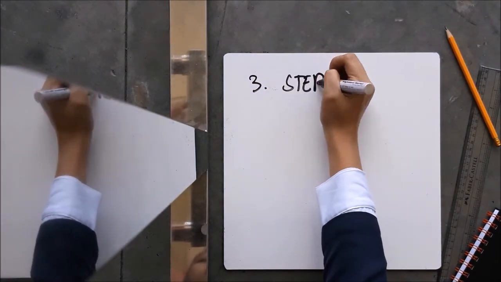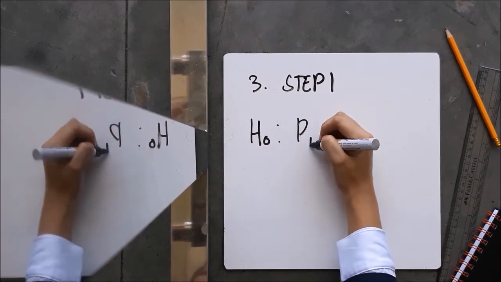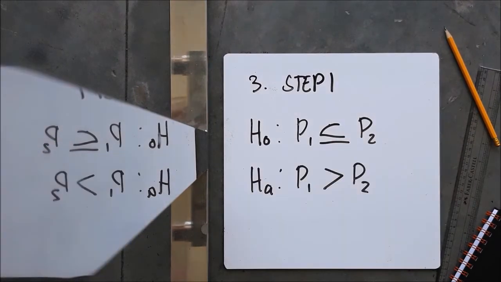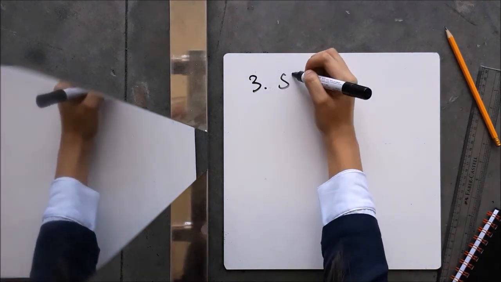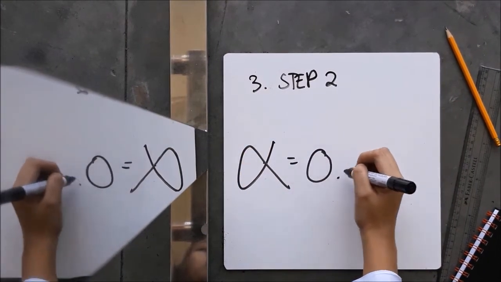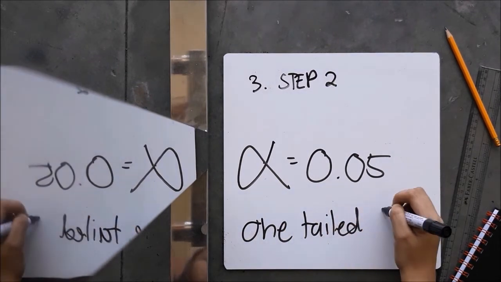Step 1 is to define the hypothesis. Your H0 or the null hypothesis will be P1 is less than or equal to P2, and your HA or the alternative hypothesis will be P1 is greater than P2. Our claim will be our alternative hypothesis since the problem is asking if drug WX is more effective than drug YZ. This simply means that the problem is claiming that a proportion is greater than another proportion. Step 2, the alpha. The alpha is already given, which is 0.05. Now this will be a one-tailed test since the problem is asking if a proportion is greater than another proportion.